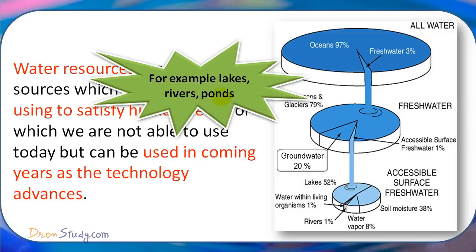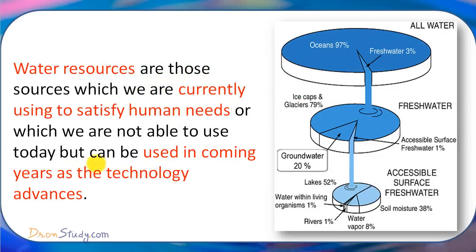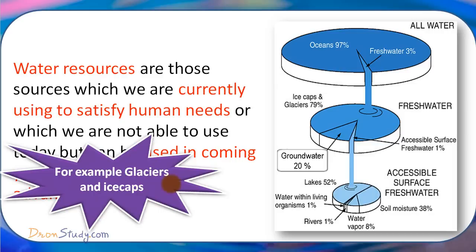Currently using means like for example lakes, rivers, ponds, wells, tap and even rainwater, which we are currently using to satisfy our needs and which we are using in our day-to-day life, or which we are not able to use today but can be used in coming years as technology advances. We do not consider only those as water resources which we are using today. If we can use them in the future, even if we are not able to today, they will also come under water resources. For example glaciers and ice caps.